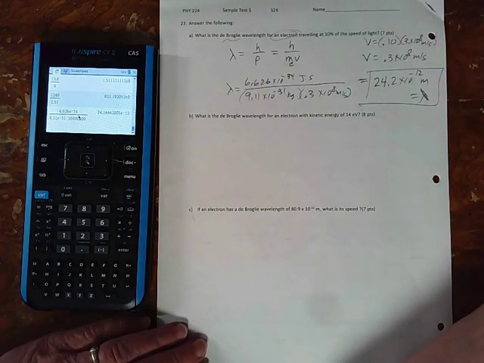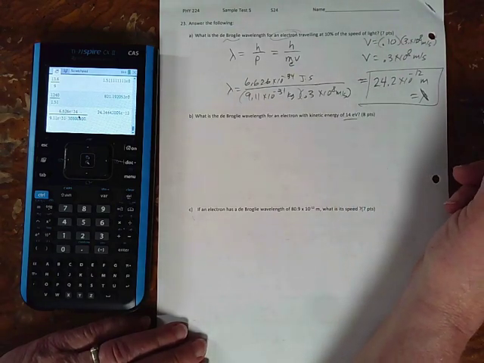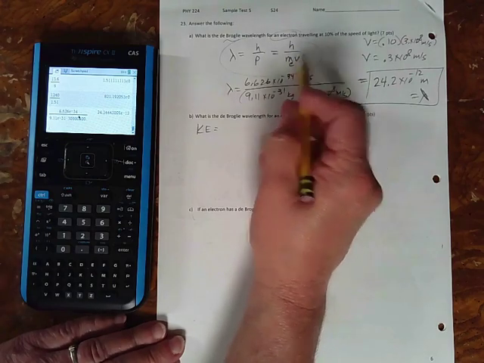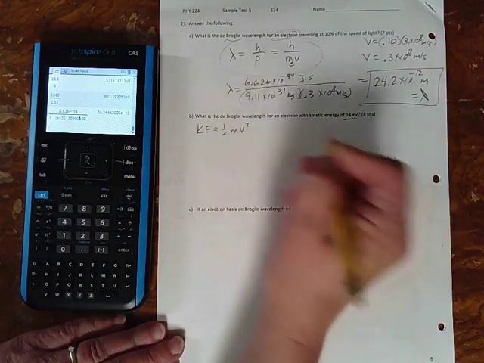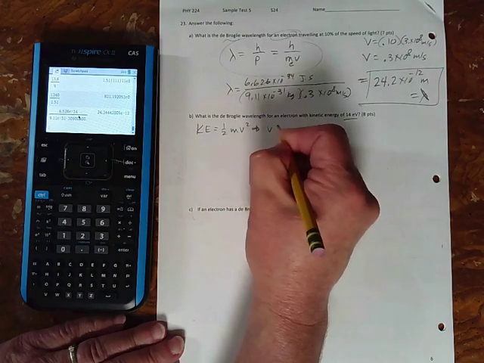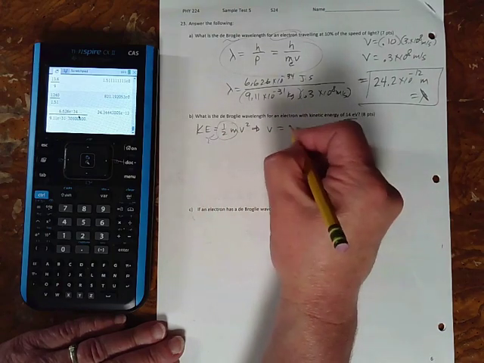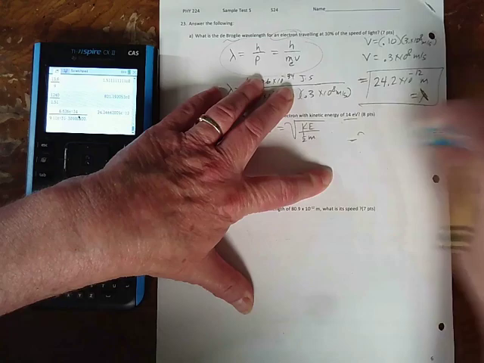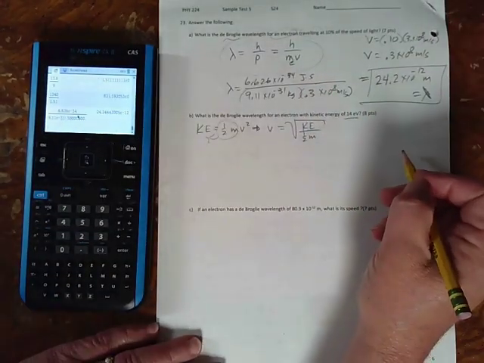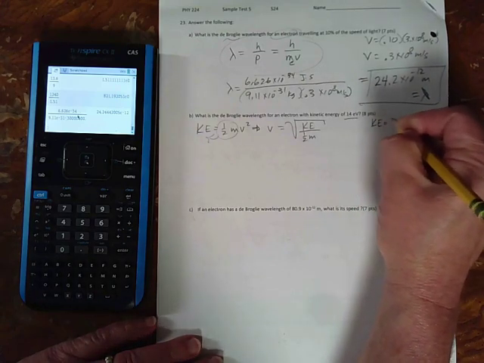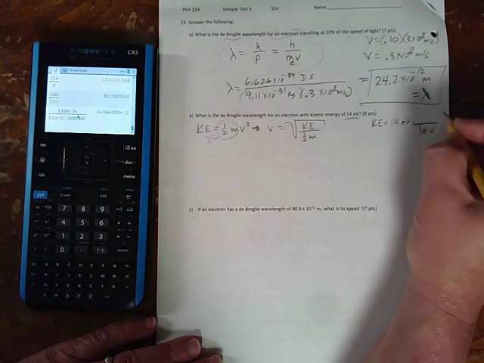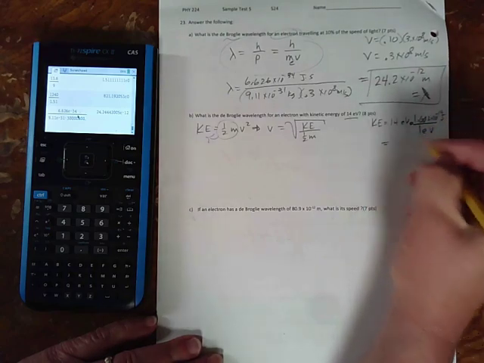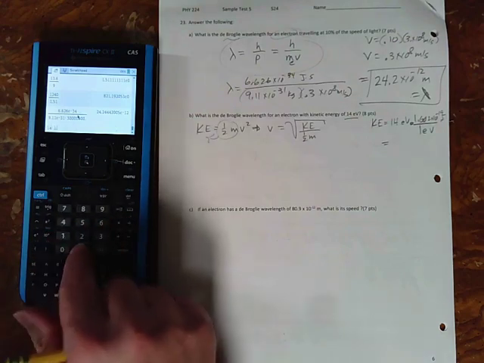What is the de Broglie wavelength for an electron with kinetic energy of 14 electron volts? Okay, so we've got KE. We're going to use the same equation. We need to find the velocity, so we're going to use kinetic energy as 1/2 mv squared. Divide through by 1/2 m and take the square root. Velocity is going to be the square root of KE divided by 1/2 m. But we need the kinetic energy to be in joules, not electron volts. So KE is 14 eV, and 1 eV is 1.602 times 10 to the negative 19 joules. So the kinetic energy in this case is 14 times 1.602 e negative 19.